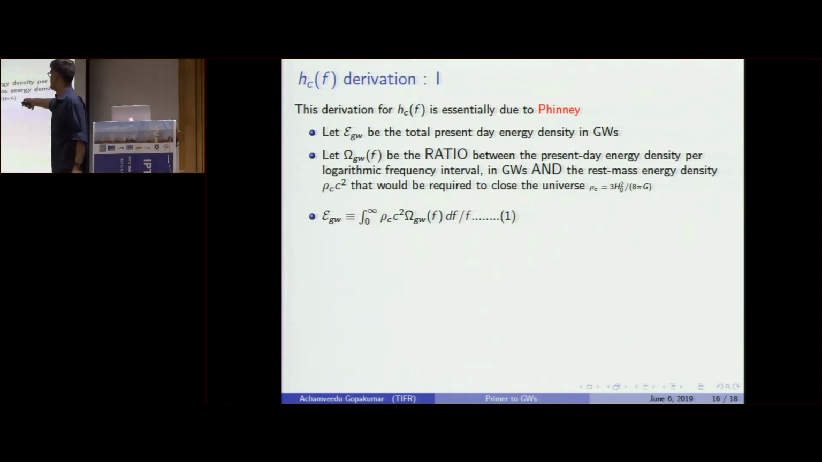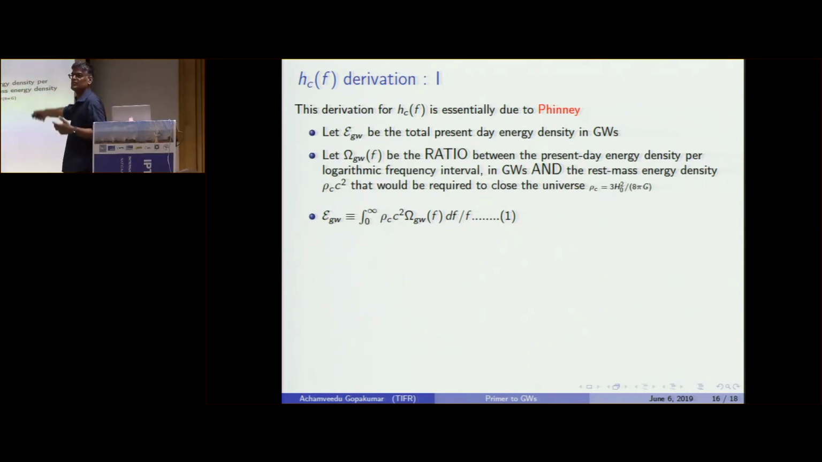How do you do that? Well, just follow the arguments with me. So again, it's straightforward. Keep telling this. Let EGW be the current energy density in gravitational waves. But now what I do is that I'm going to define an omega GW. Again, these are influenced by cosmological consideration. So there is a bit of cosmology inherent in this.